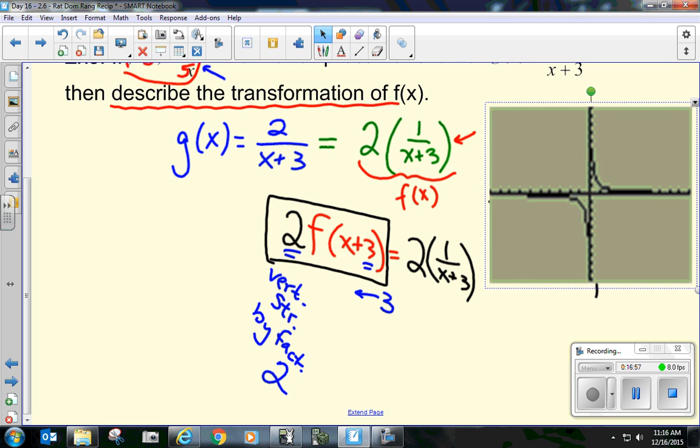In fact, it's probably zoomed in, but that's fine. It looks like this. It goes here, and it goes here. That's 1 over x.